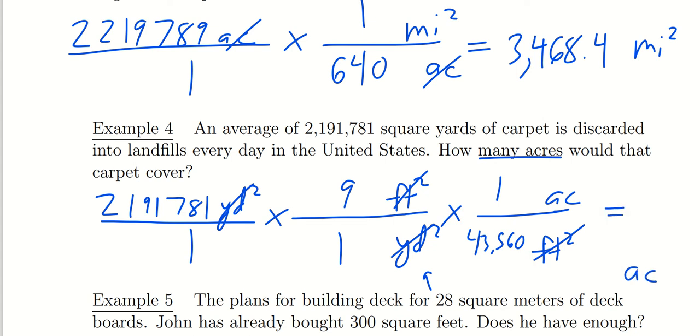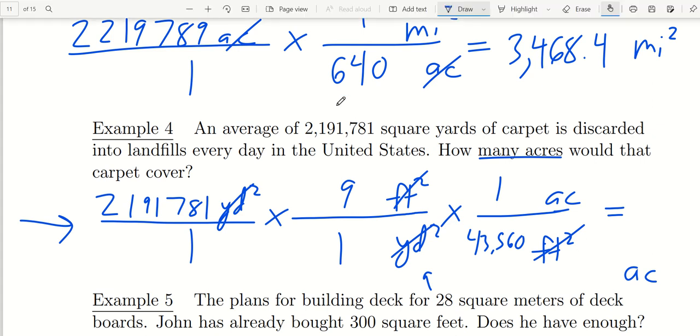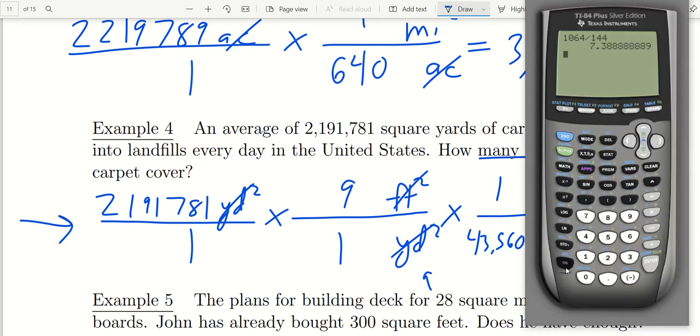On the test, what I would like everybody to do is at least show your bridge setup. Just in case you make a numerical mistake, this will help you to get some partial credit. And now let me also show you how you can enter this in the calculator in one shot. So we know that at the end of the day, we multiply all the numerators together, and then we divide it by all the denominators multiplied together.